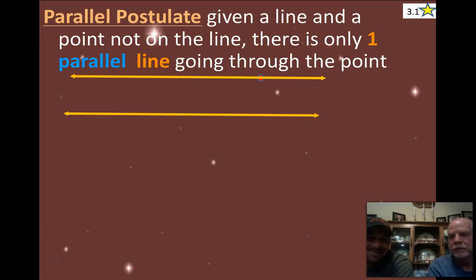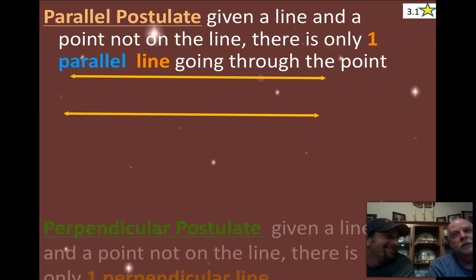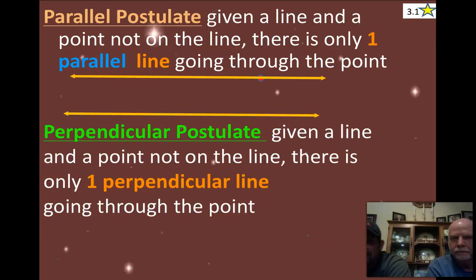Okay, so we've got one last one here, right? Yep. So parallels, similar but different. So now we've got the perpendicular postulate. Instead of lines that don't intersect, now we get lines that intersect to form a right angle. It's almost the exact same thing. It says, given a line and a point not on the line, there is only one perpendicular line going through that point.